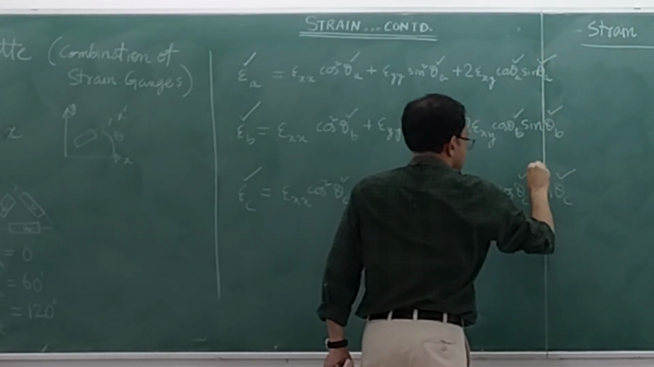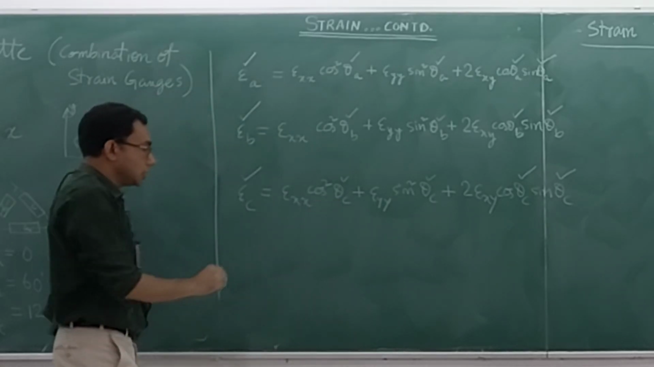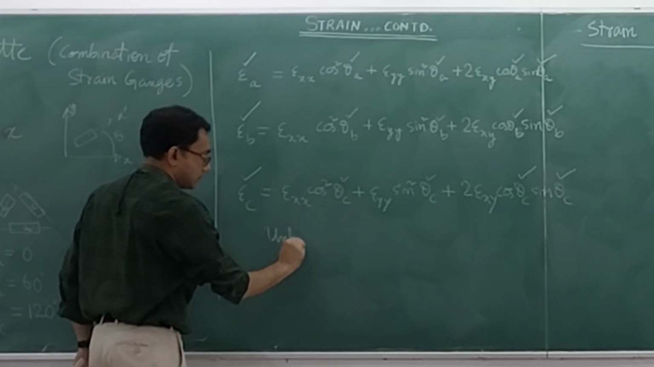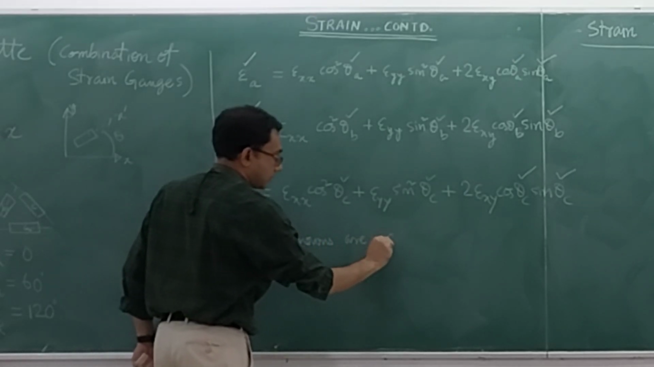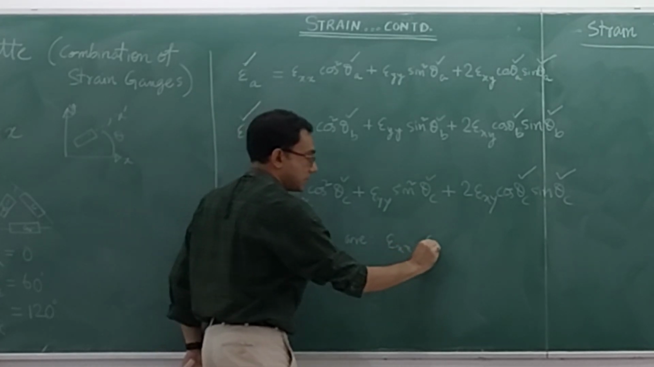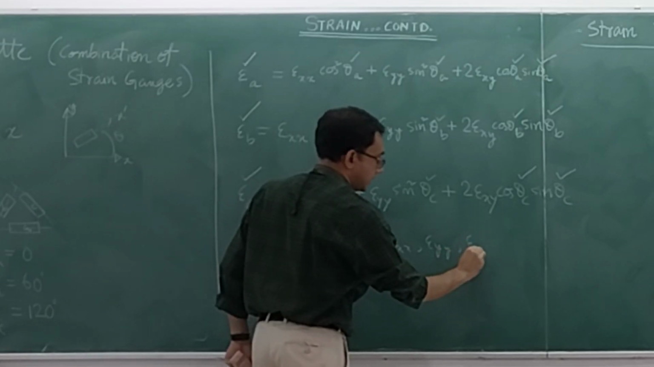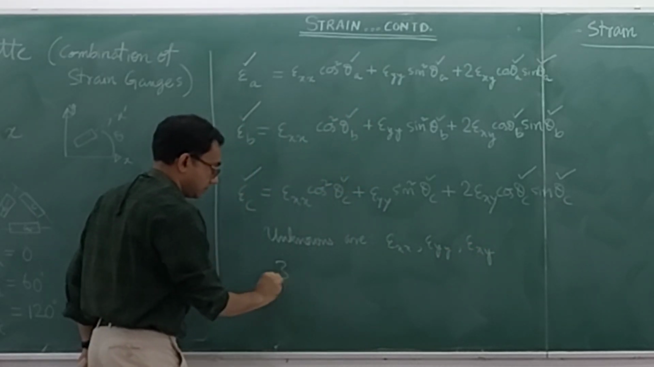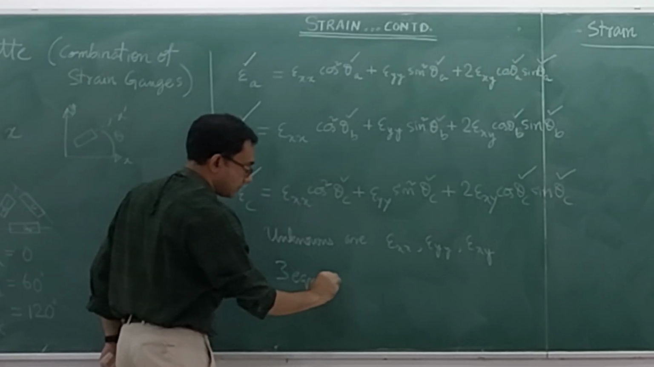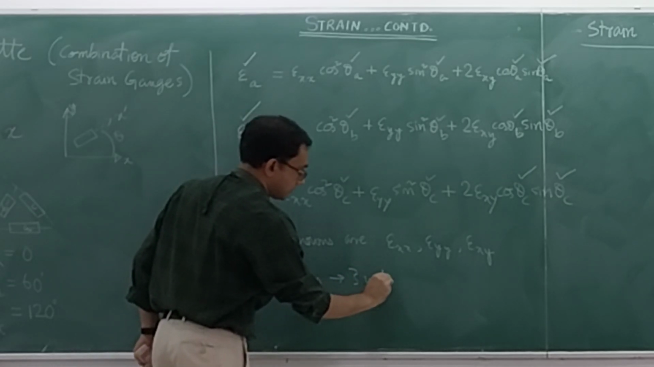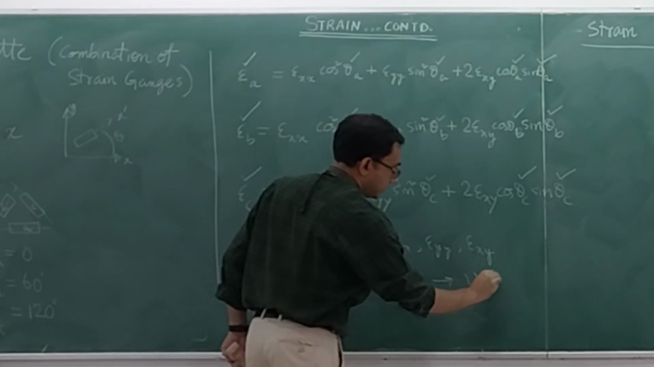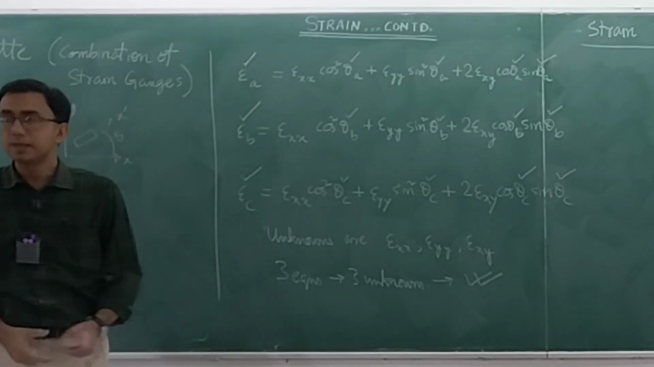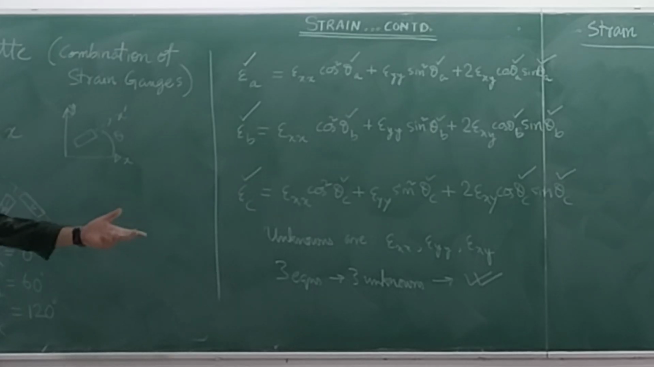And what do you not know? So the unknowns are epsilon xx, epsilon yy, and epsilon xy. Three equations, three unknowns. You can find it out. Basically you will have three linear simultaneous equations. You can find it out. That's it. This is actually strain rosette.